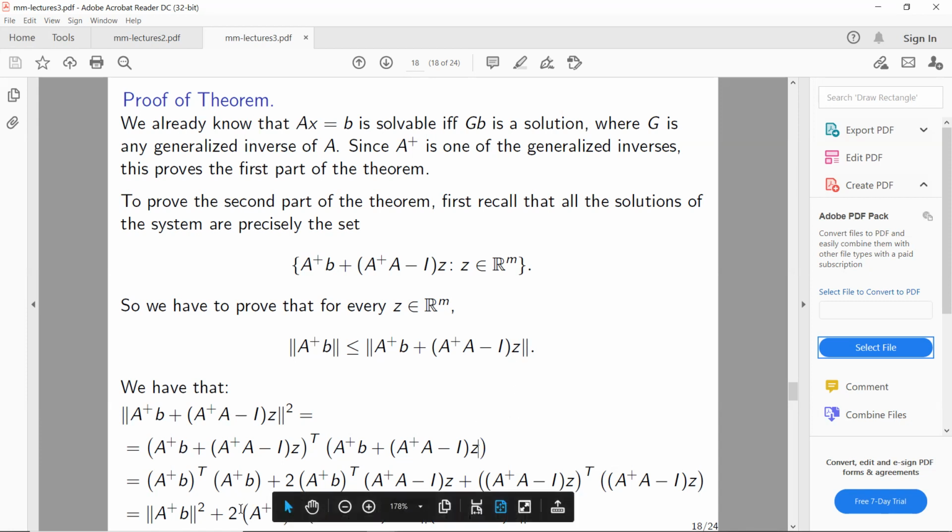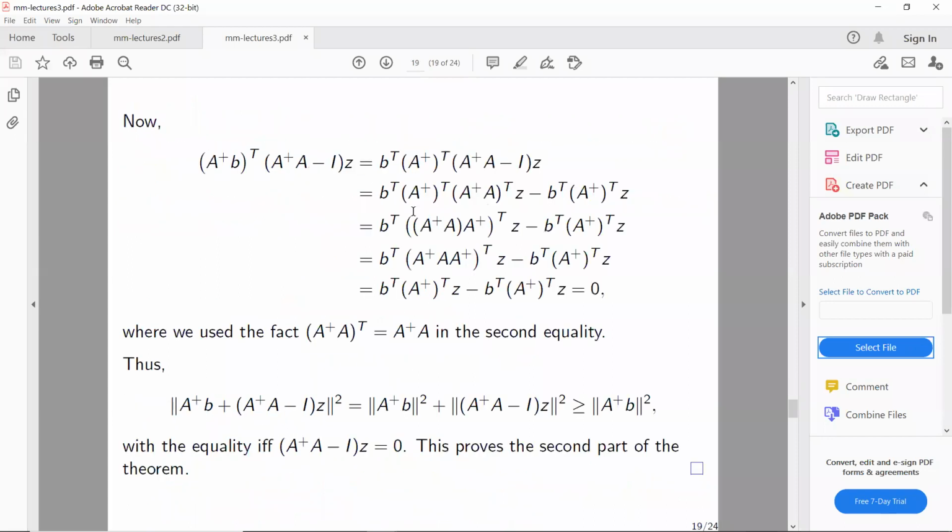If I'm able to prove that this second summand is equal to 0, I'm done, because the third summand is the square of a norm, which is positive. So it remains just to check that this second summand is equal to 0. And this is a short computation, and it uses the property of the Moore-Penrose inverse.